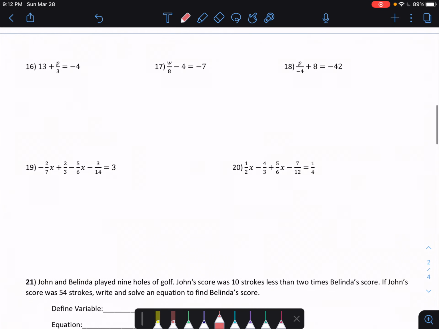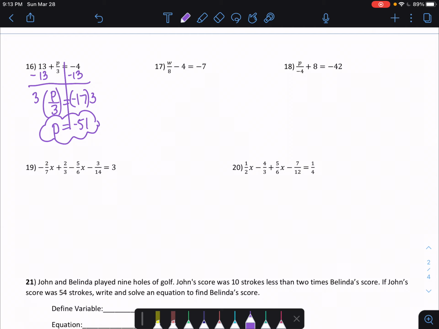On to the next page, number 16. Okay, remember when we've got two operations, we want to get rid of our constants first. So I'm going to subtract 13 from both sides. And I get p over 3 is equal to negative 17. And then I can go ahead and multiply by 3. And p equals negative 51.